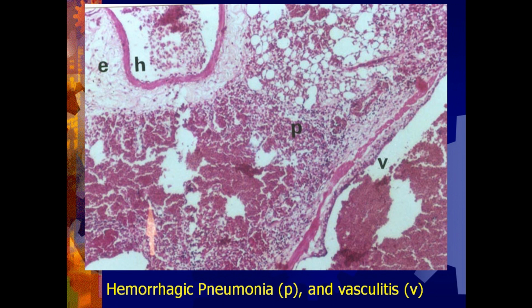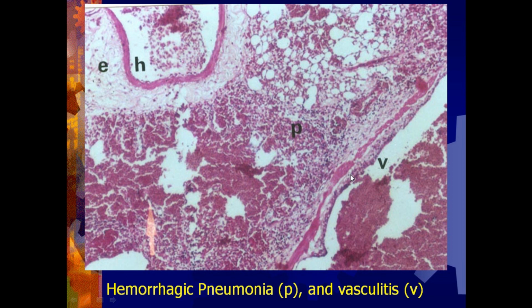Histopathologically, here this one is the blood vessel. This is E, which means edema, and this one is an area of pneumonia, in particular hemorrhagic pneumonia. Within the alveoli, there are many hemorrhages like this here.